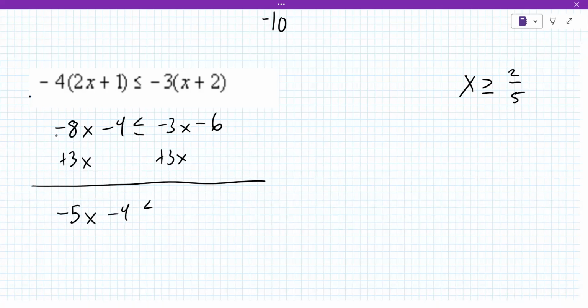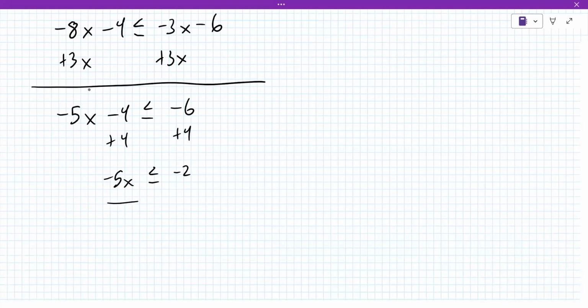-5x -4 less than or equal to -6. Add 4, add 4. -5x less than or equal to -2. And then you correctly switched the inequality here. So x greater than or equal to 2/5. Good. Okay, and you might think, all right, doing great.